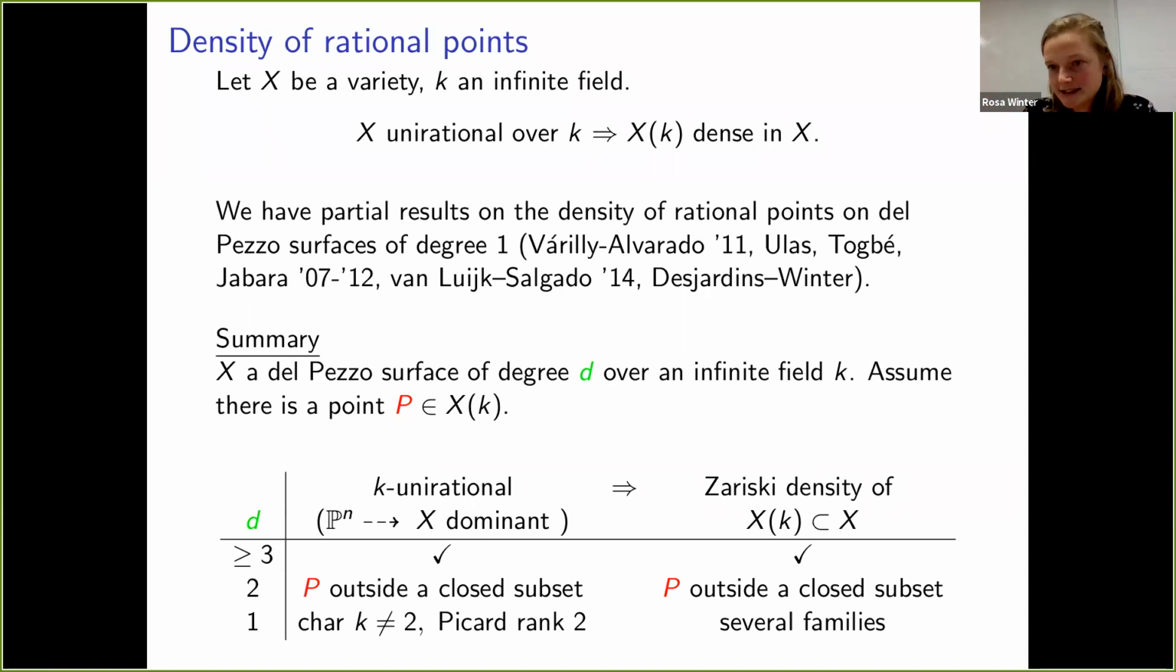Of course, in that case, the Zariski density is implied. And for degree 1, we only know it for the ones that have Picard rank 2, if your field is also not characteristic 2. But Zariski density we know for a bit more there. So this is for several families. And that's kind of the state of this unirationality story and density for the Alpeza surfaces. And I want to zoom in a bit on these last 2 results that I mentioned here to say how these lines and torsion points start playing a role.